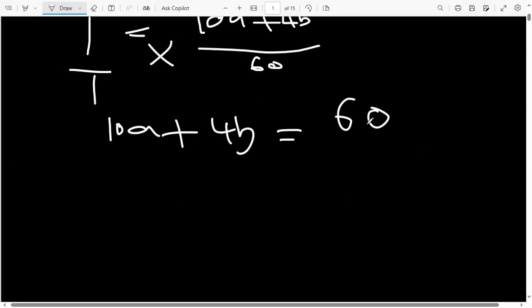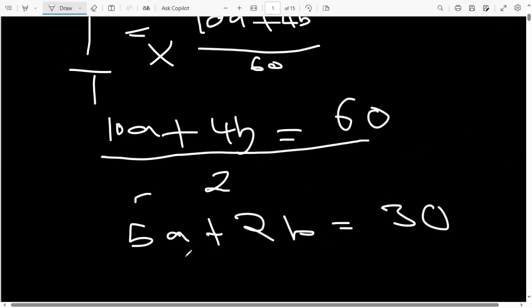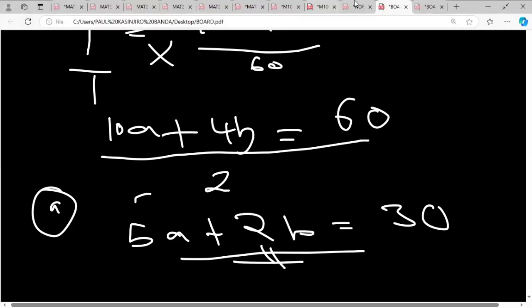Then we realize that we can divide throughout by 2. So we're going to have 5A plus 2B is equal to 30. And this is what we wanted to show. So we've done the first part, which is part A. We've shown that 5A plus 2B is equal to 30. Any questions there, you're welcome to ask. If there are no questions, I'll go to B.